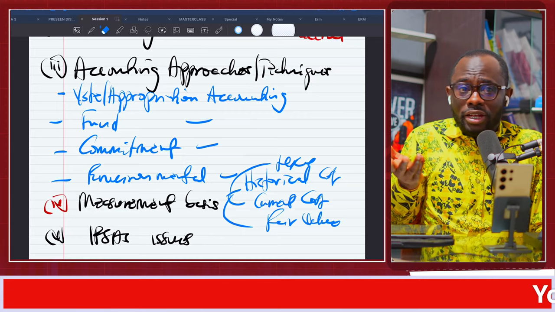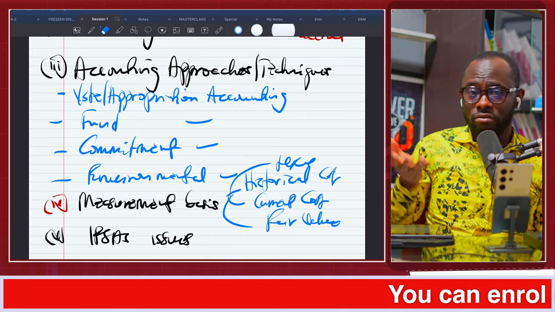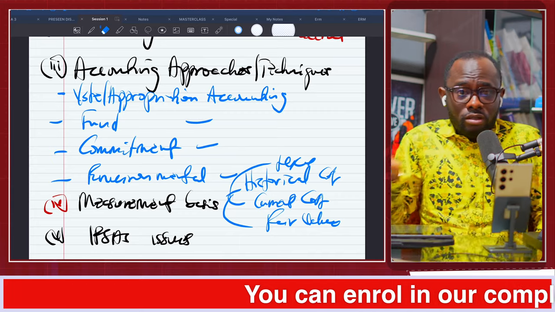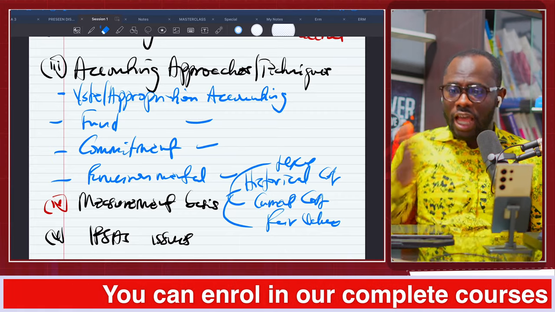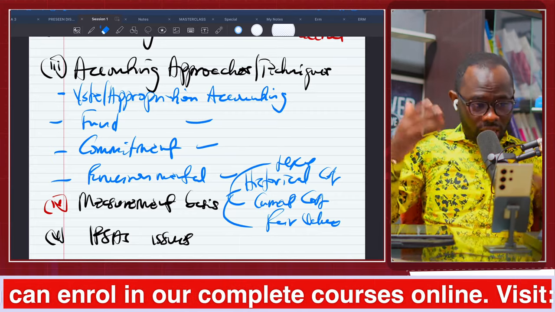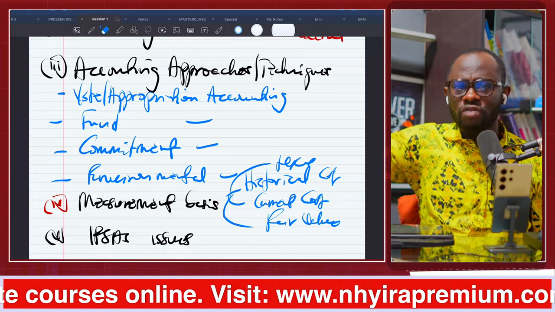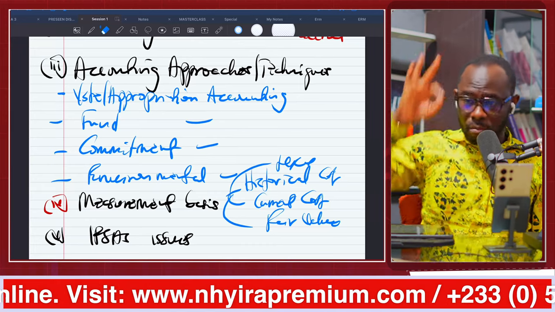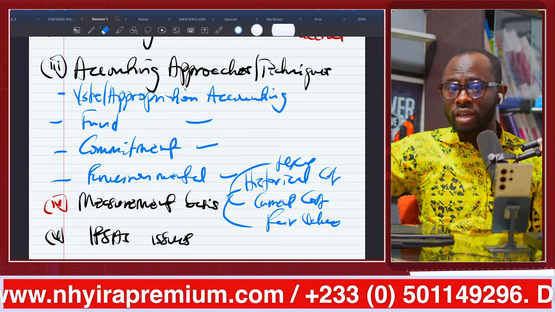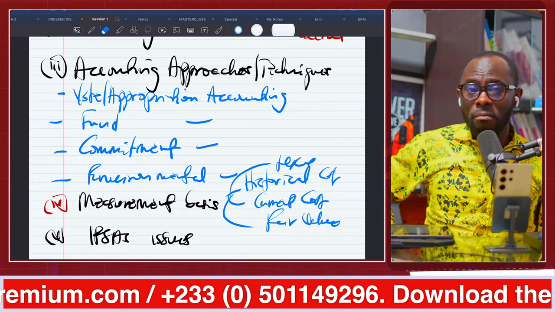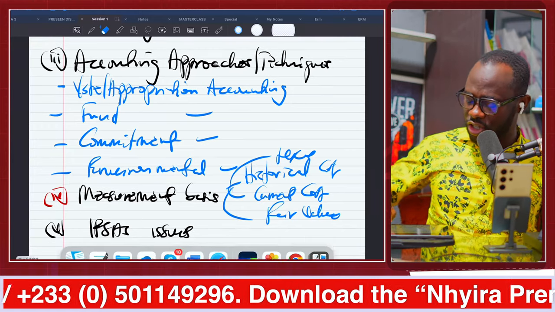A vote is simply an amount that has been approved by Parliament to be spent. And so vote accounting is where we are keeping the accounts based on the approved budgetary estimate. And so if you remember, a couple of things we mentioned here.